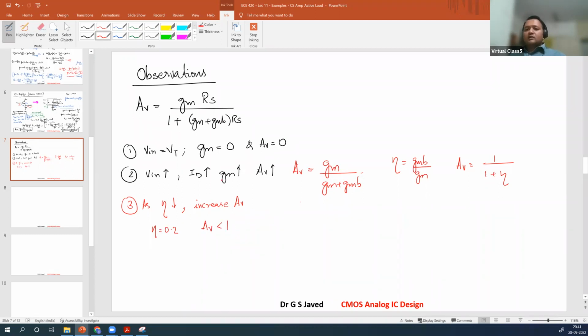Now, in case there is an infinite RS, even if there is infinite RS or it is open circuited, the gain is still going to be less than 1. Somebody had a doubt?